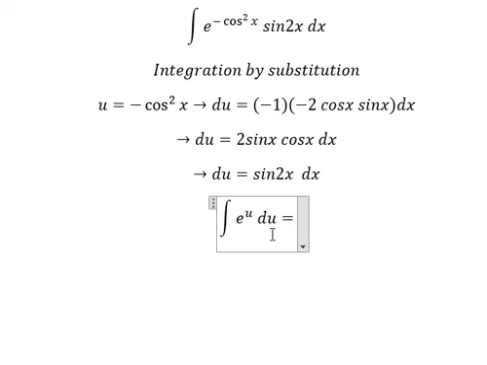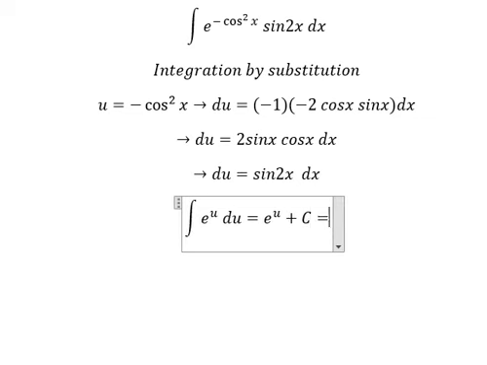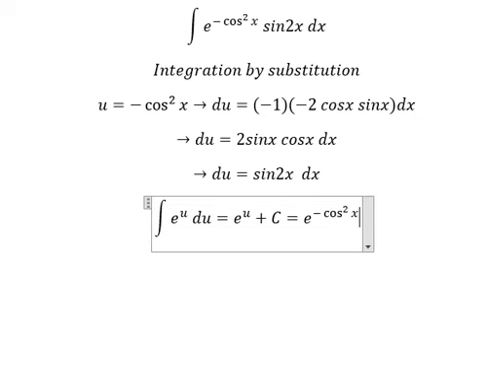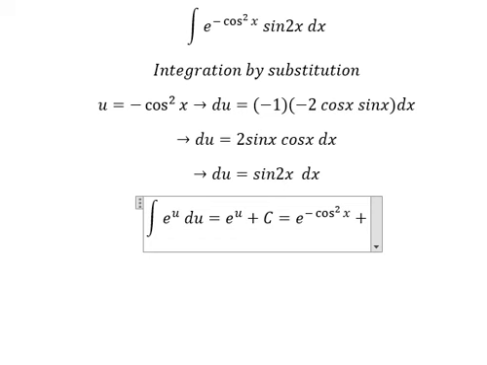The integration of this gives e to the power of u, and I will put plus c. For u, that is negative cosine x squared, and then I will put plus c.